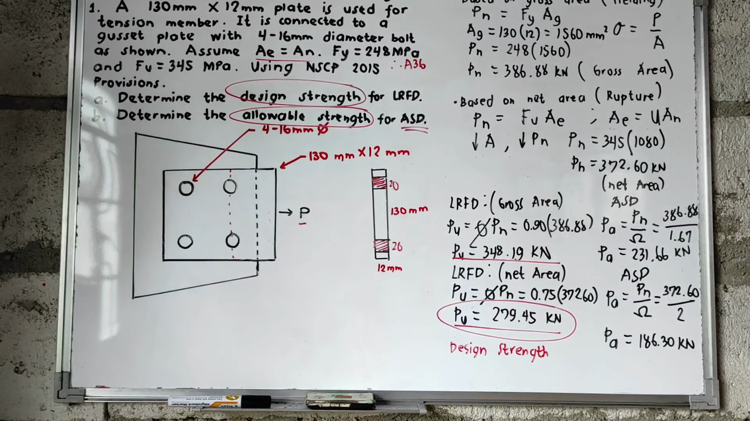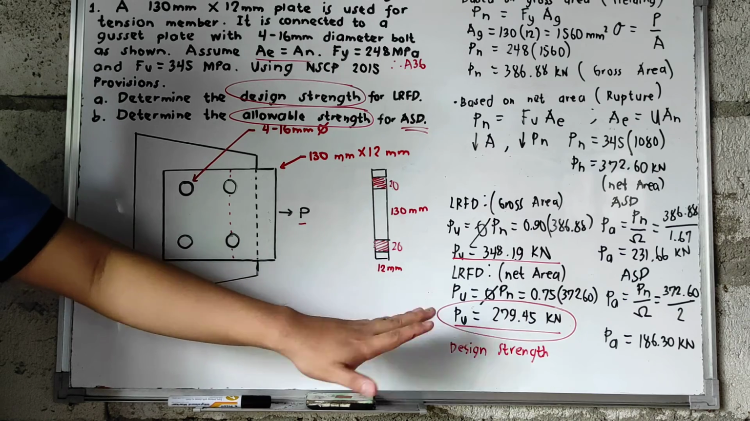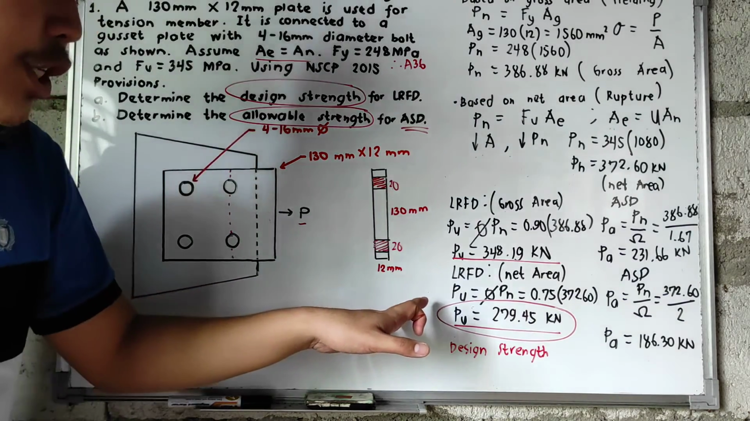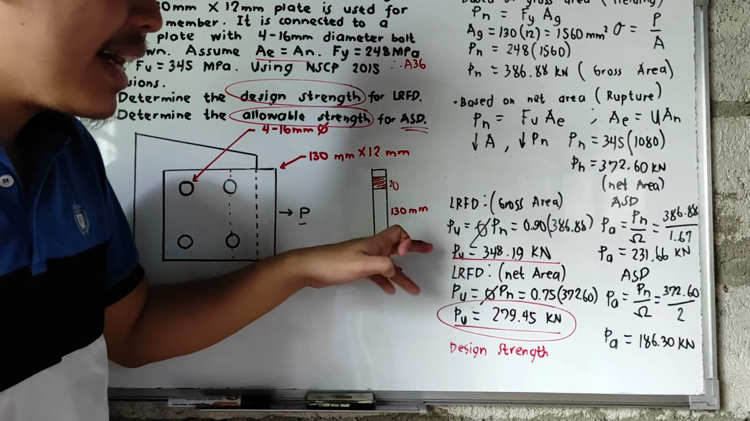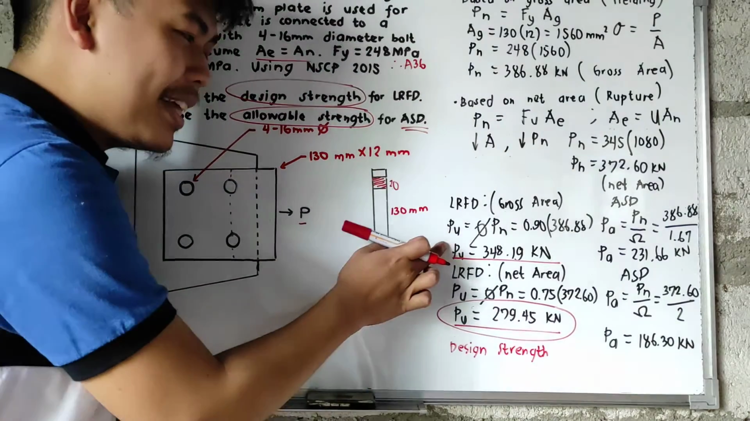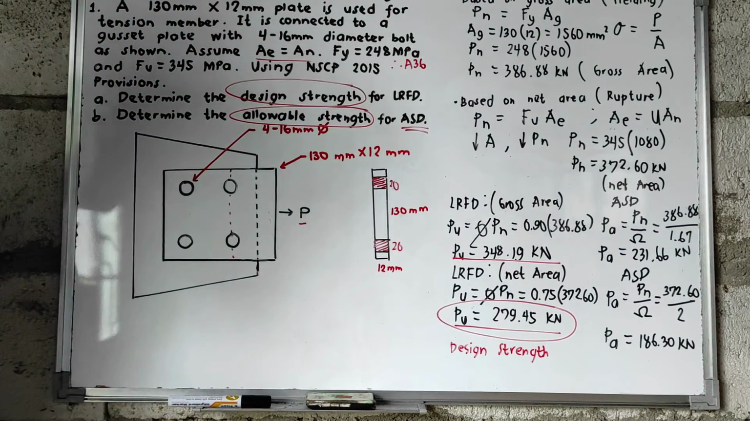So, on the other hand naman, eto naman kung i-consider natin, i-adapt natin yung 279.45 kN, so kaya siyang dalhin ng plate natin sa gross area. Kasi nga, yung kayang dalhin ng plate natin is hanggang 348.19 kN.